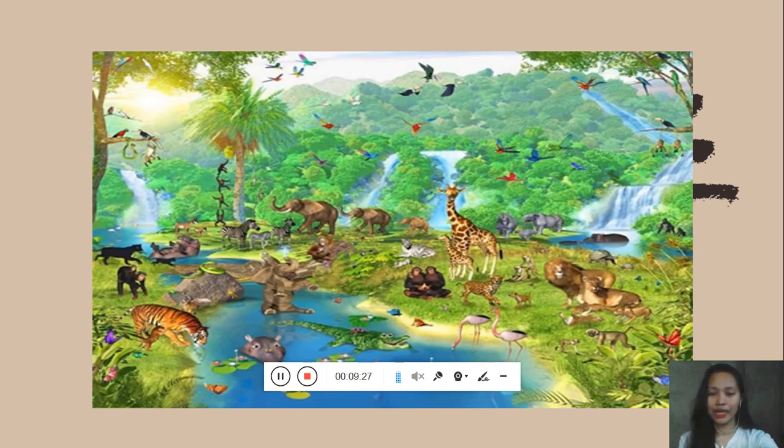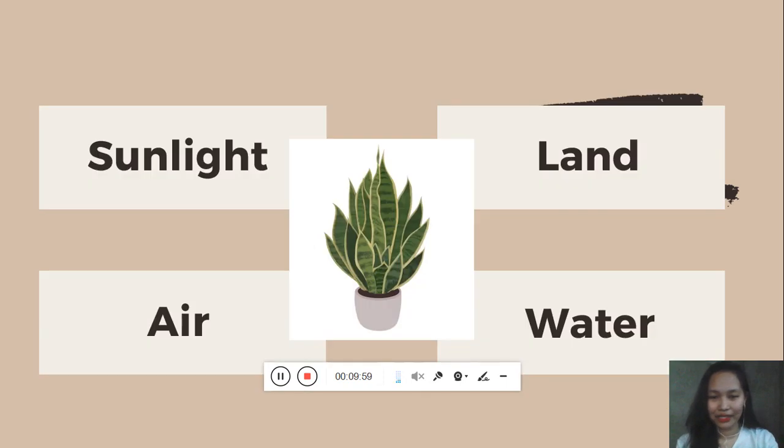So let's try to visualize this picture. As you can see, there are different animals and species that are interacting with each other. So what if the sun disappears? What will happen to them? If the sun disappears, wouldn't there be chaos? It can cause a major disruption and imbalance of the ecosystem, right?